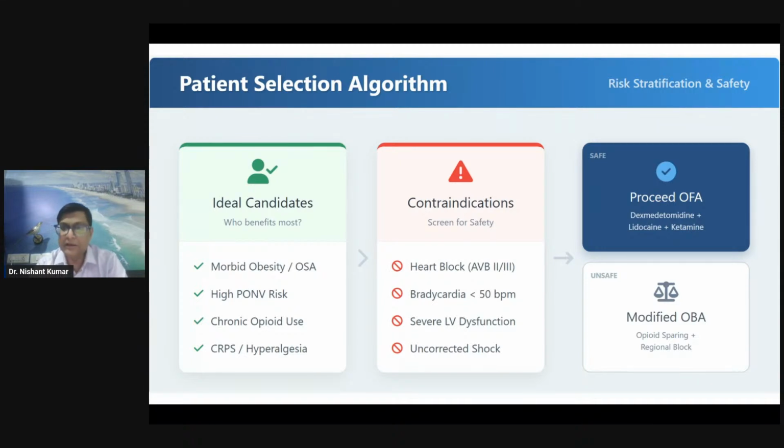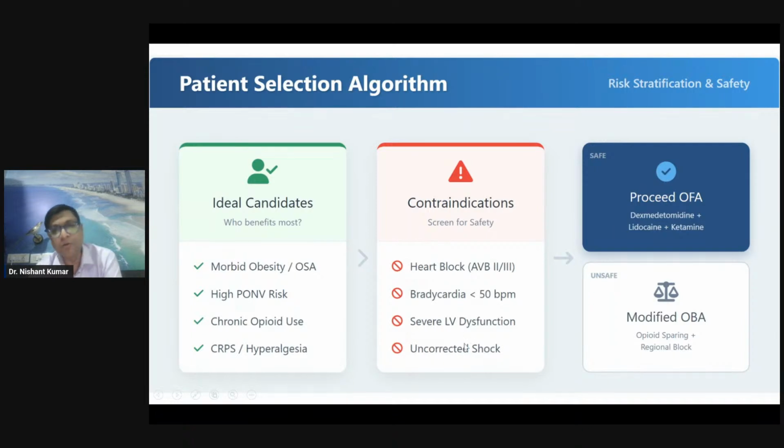Dexmedetomidine, lignocaine, and ketamine, these three are definitely the choices. And if you can tailor, maybe in this group, these are relative contraindications. Remember, these are not absolute contraindications. You must have practiced opioid free anesthesia before you actually go and use it for these particular patients. These are all relative contraindications.